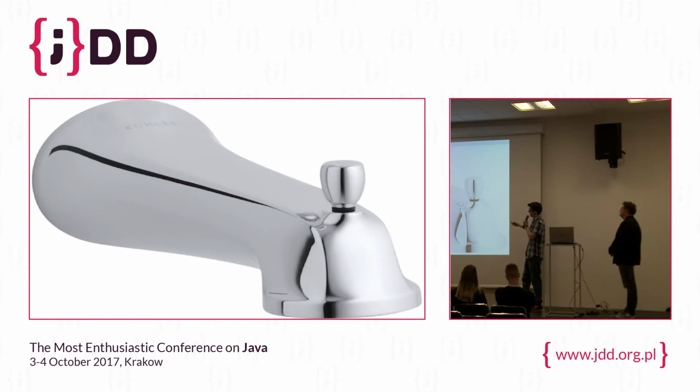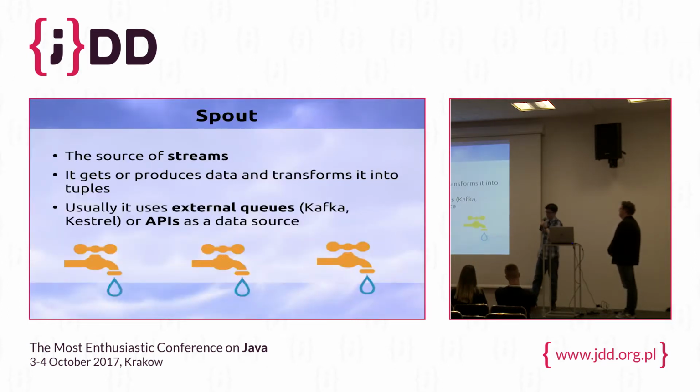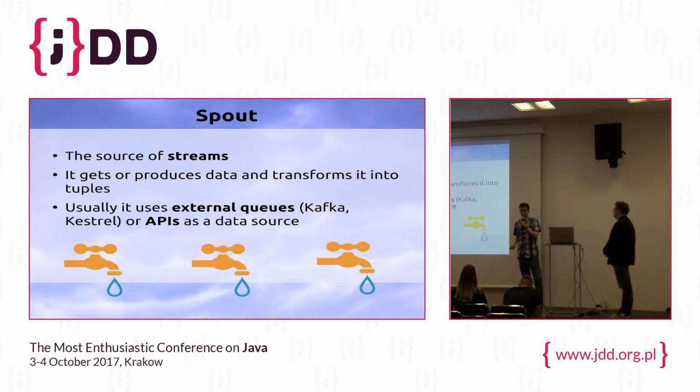Do you know what's the name of this item? Any ideas? Yeah, that's quite a hard question. That's a spout. In Apache Storm, a spout is the source of the stream. You can imagine this quite easily: tuples are pouring down the spout. It gets data usually from external data sources, like external queues such as Kafka, Amazon SQS, or Kestrel, or external APIs like Twitter. You can download tweets and process them. You can also integrate it with your database, with any data source that you want. It produces tuples for further processing.